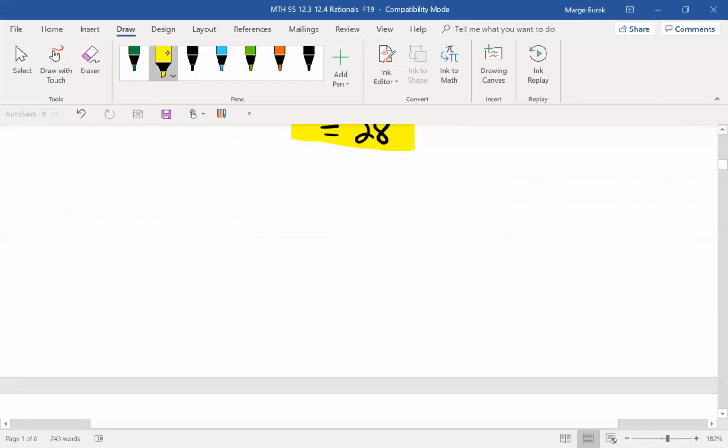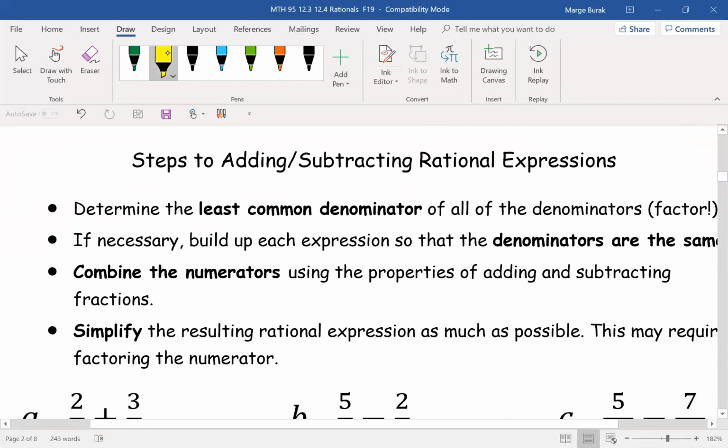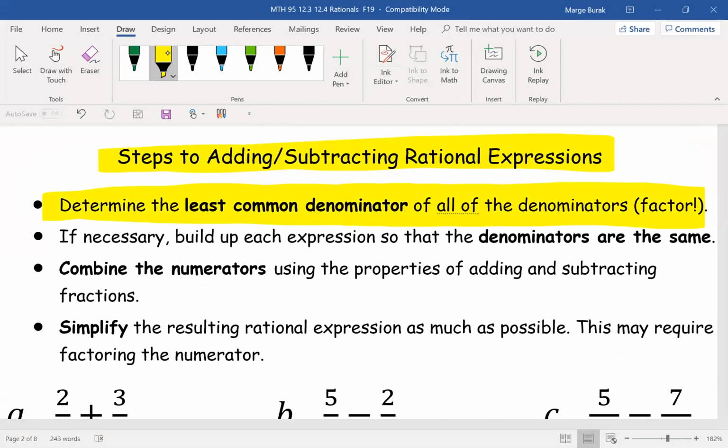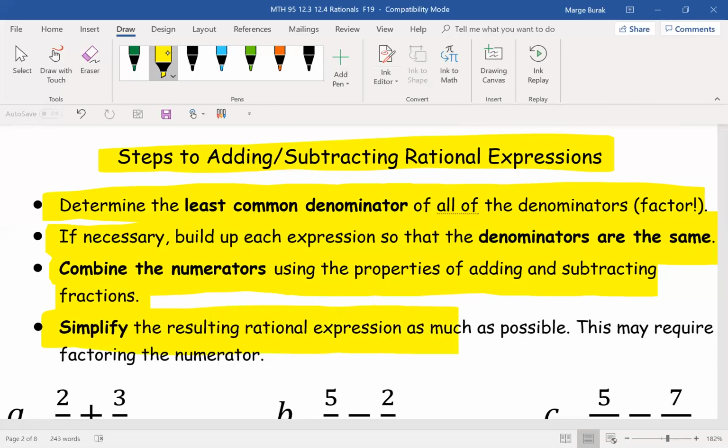All right, so you can see that we do need to add and subtract rational expressions. So let's just talk about the steps. So the steps for adding: first of all, find the least common denominator of all the denominators, and that's going to require us to factor, if necessary. Build up each expression so that the denominators are the same. Then once you have the same denominator, combine the numerators using the properties of adding and subtracting fractions. And the last thing you do is simplify the resulting rational expression as much as possible. And again, we may need to factor as well.